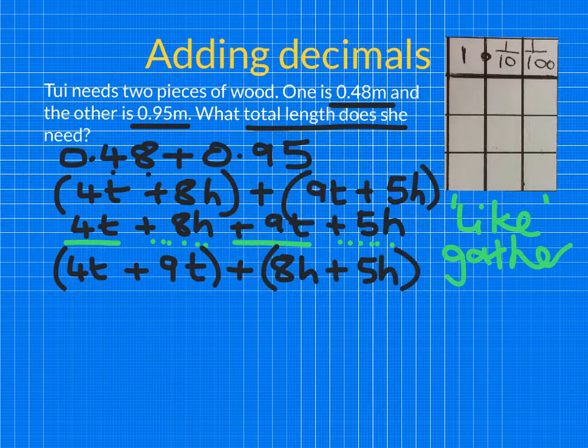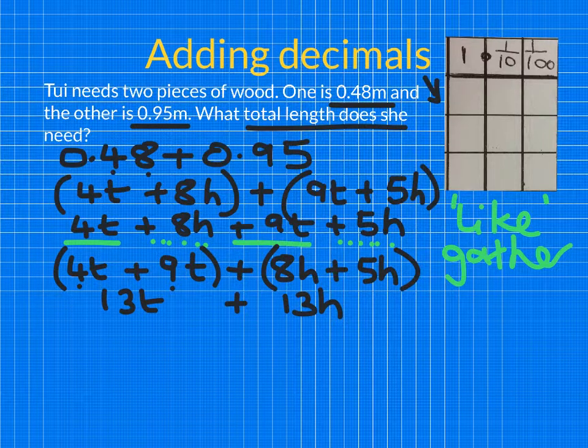Let's see how many tenths we have altogether. 4/10 plus 9/10 makes 13/10, and 8/100 plus 5/100 makes 13/100. This is the answer to our question. We need to write it back in decimal form, so let's put it into our decimal place value grid.